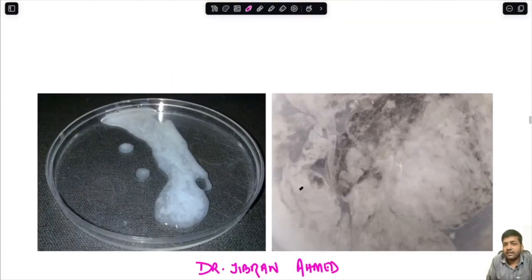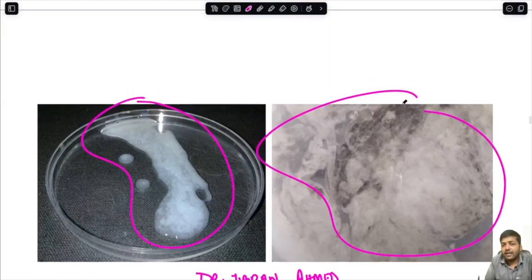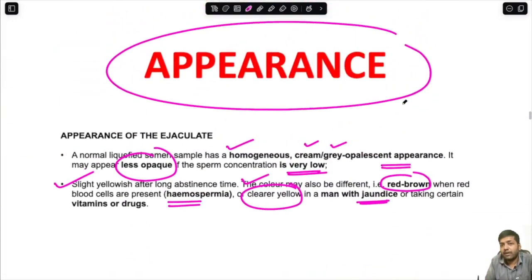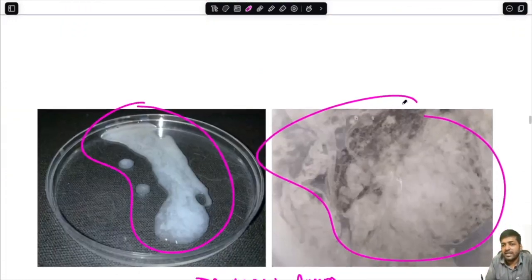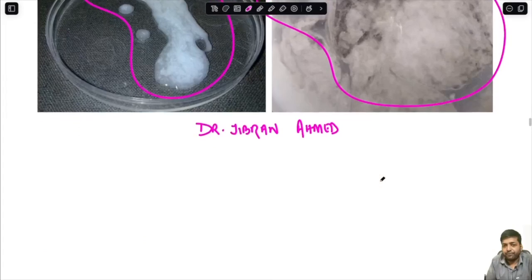As you can appreciate over here in this semen sample, what is the color? It is grayish opalescent, grayish creamy homogeneous opalescent, as we can appreciate over here.